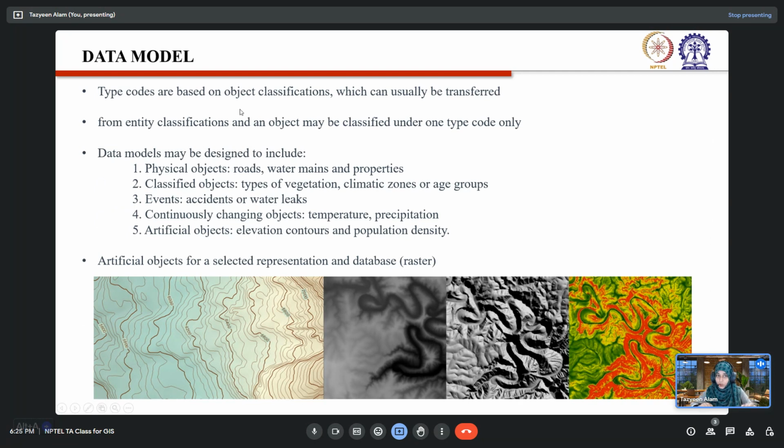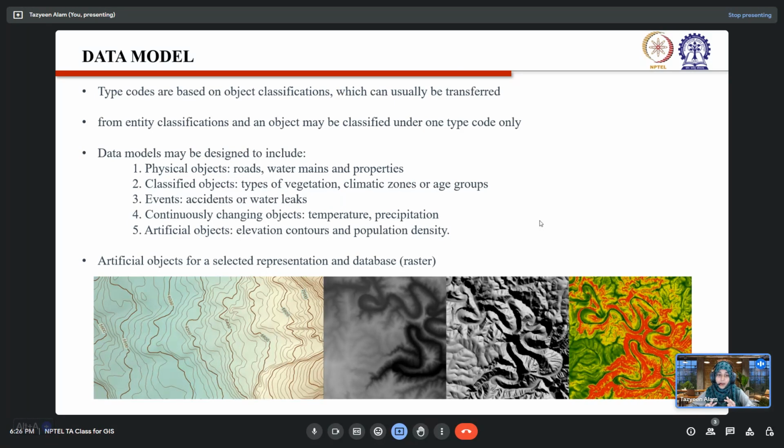Now there are types of codes that are based on object classification. Whenever we are talking about object classification, we can transfer them from entity classifications, and an object may be classified under one type code only. So each object has a unique code. Data models may be designed to include physical objects. When we are talking about physical objects, they might include roads, water mains, and properties. Classified objects are the types of vegetation, climatic zones, or age group.